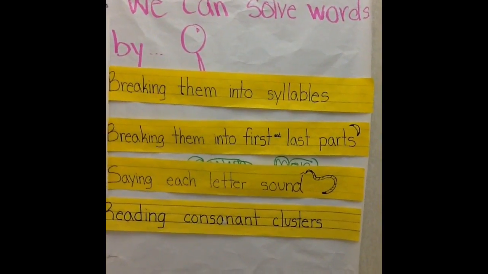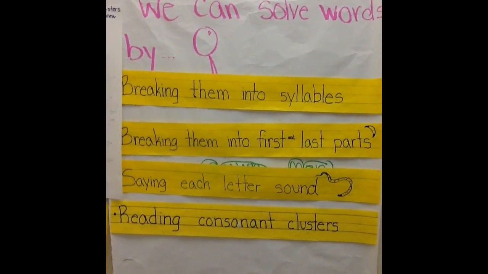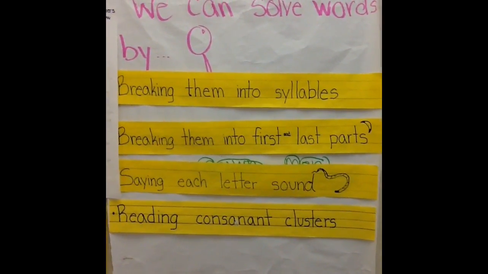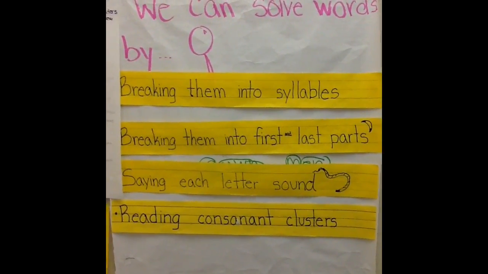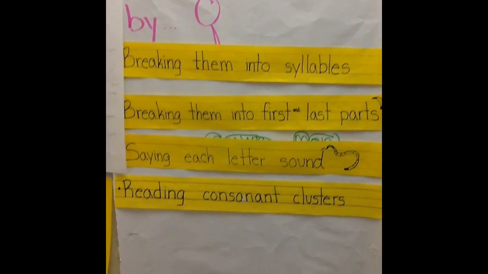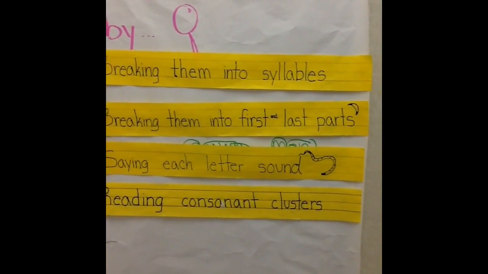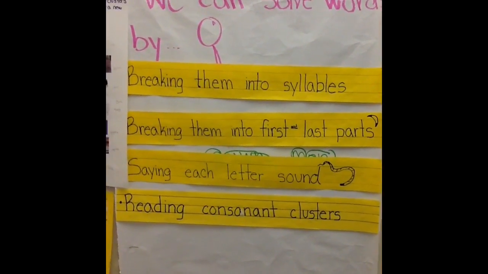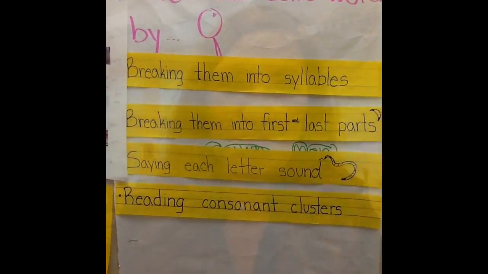D-og, dog. We can say each letter sound. Stretchy snake. So, k, cake. Or we can break words into consonant clusters. Cl-ap, clap. Now, when we talked about consonant clusters, we learned how consonant clusters can help us chunk words into parts, and then when we smash them together again, we can read the word.